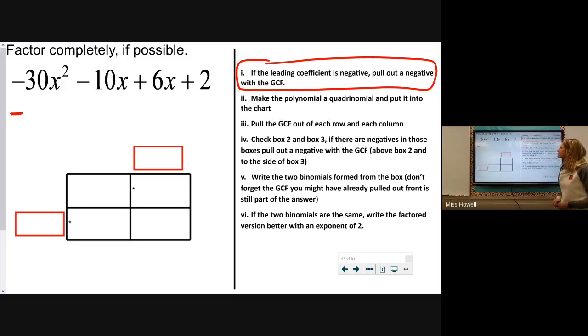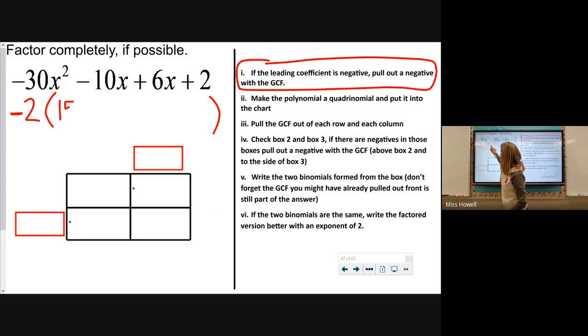All right, 30, 10, 6, and 2. They all can be divided by 2. So this is going to be a -2 out here. All right, x, no x on that last term, so I cannot pull out an x. So all we can pull out is a number here, -2. Now be careful with your leftover signs. A negative divided by a negative here would give us a positive on the inside of 15x squared.